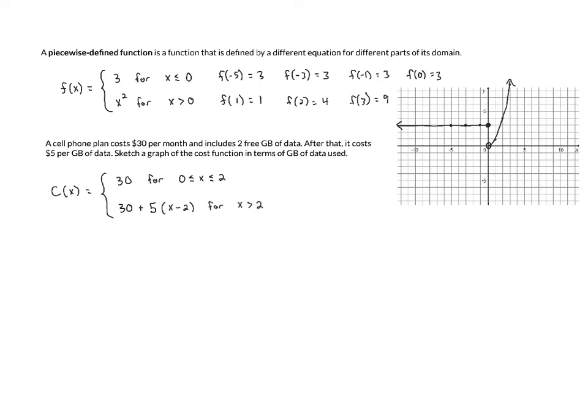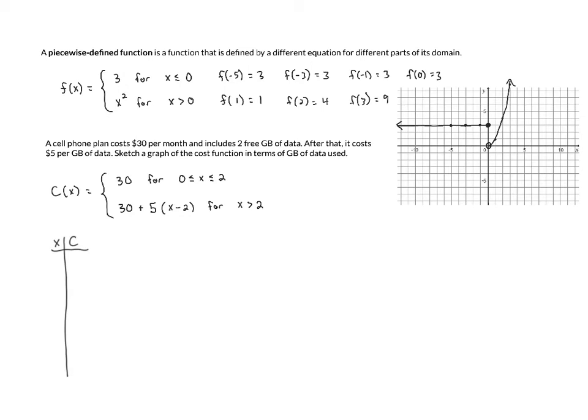This cell phone plan, the cost of which is actually represented by a piecewise defined function. It's a different cost if we're using less than 2 gigabytes of data or more than 2 gigabytes of data. So what I want to do is evaluate this function for certain values so we can make a table of values and then try and see what the graph is going to look like. So let's pick different amounts for x, and then we'll figure out the cost based on those amounts.